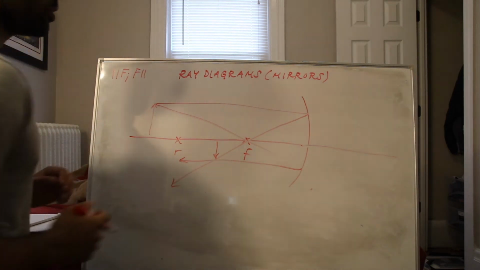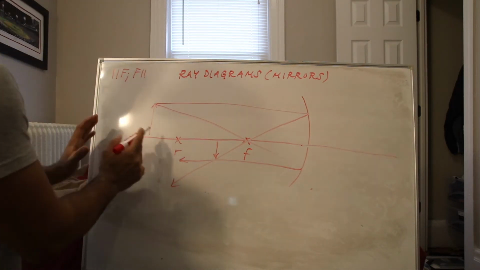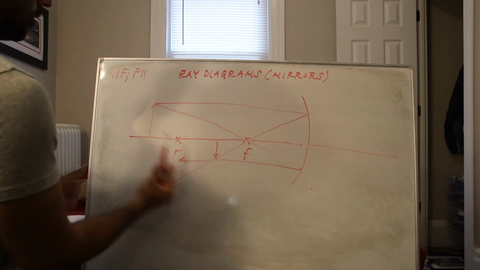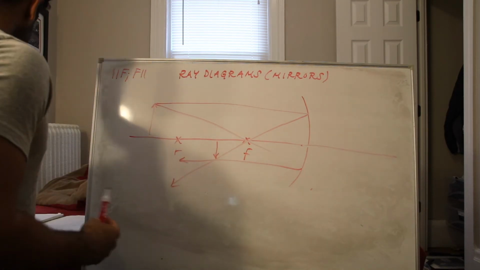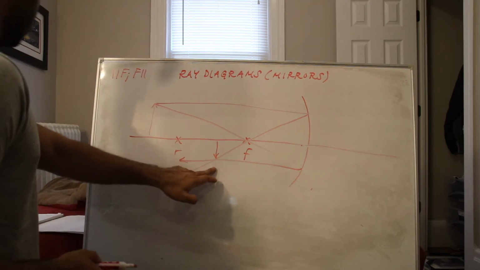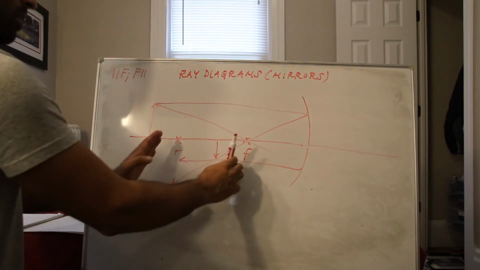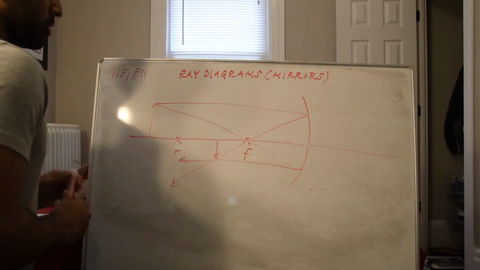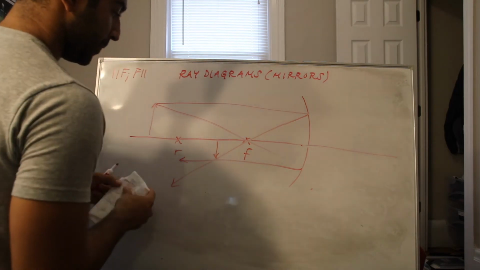So what does this mean? It means if the object is behind R, the image will always be inverted, because you see this is inverted. It will be real, because the light rays did converge. And the image distance will be between R and F. So this is always true. So let's do the next scenario.